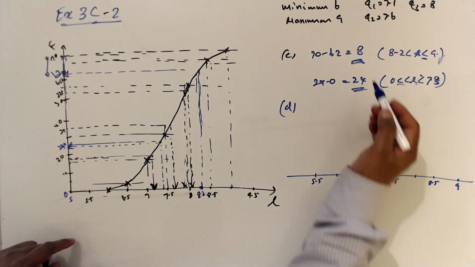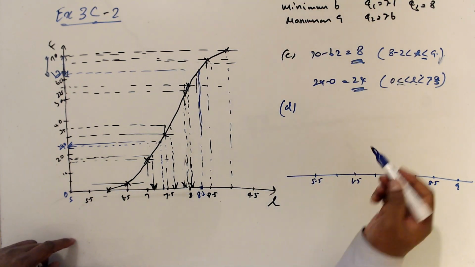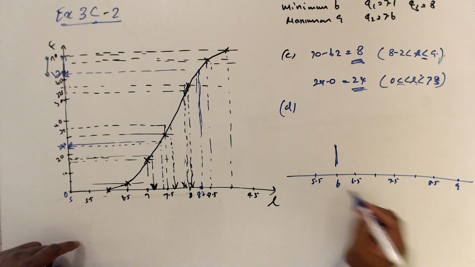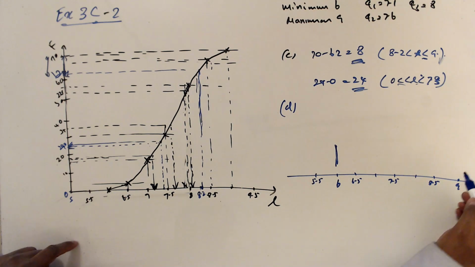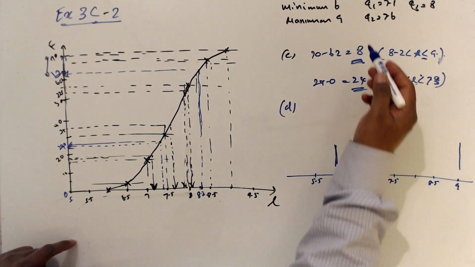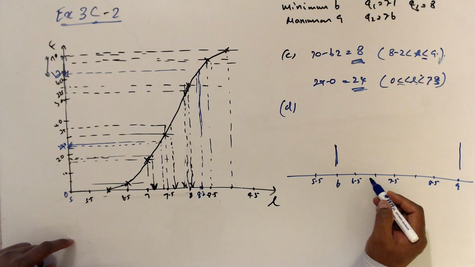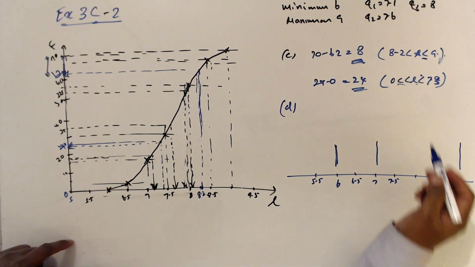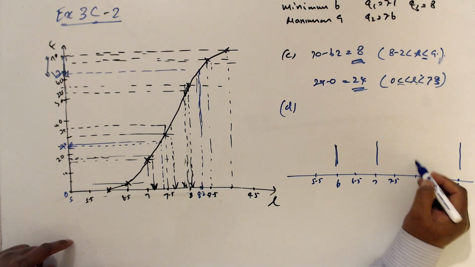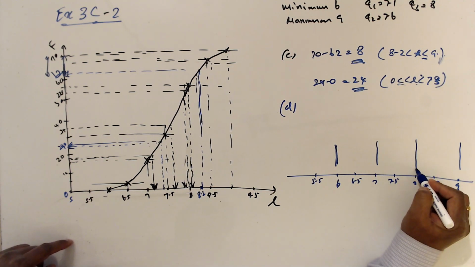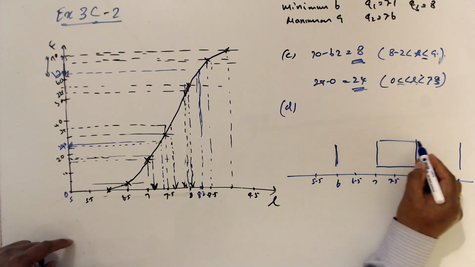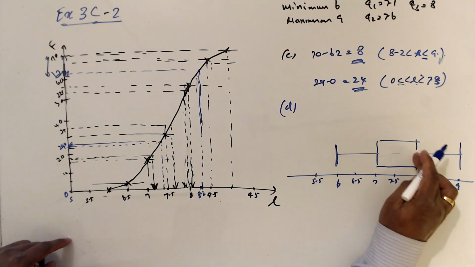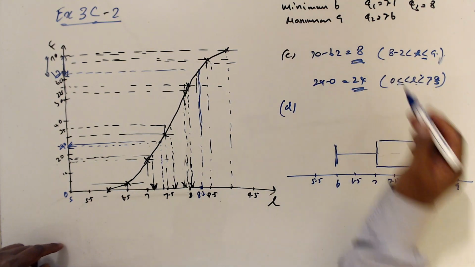Then minimum is 6, so it is here going to be 6. This is 6, and maximum is 9. This is maximum. And Q1 is 7.1, somewhere here. And Q3 is 8, so it is going to be here. So then the box is complete. And the median finally 7.6 here.